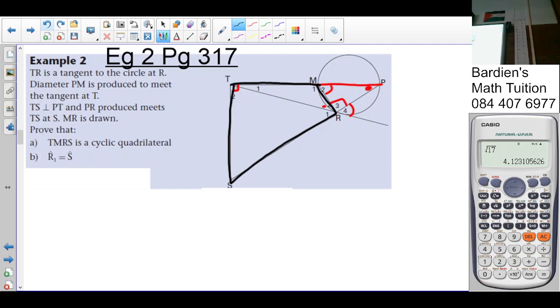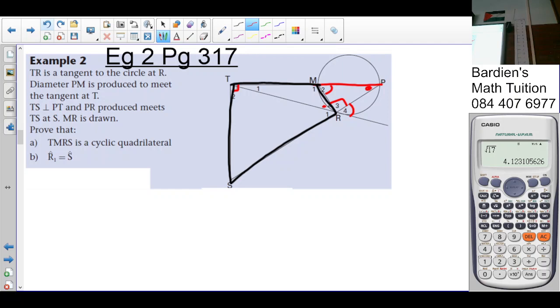On what account? Exterior angle is equal to the interior opposite. You understand? Carry on reading. PR produced meets TS at S. MR is drawn. Prove that TMRS is a cyclic quad. And there we've done it already. You all okay with that?